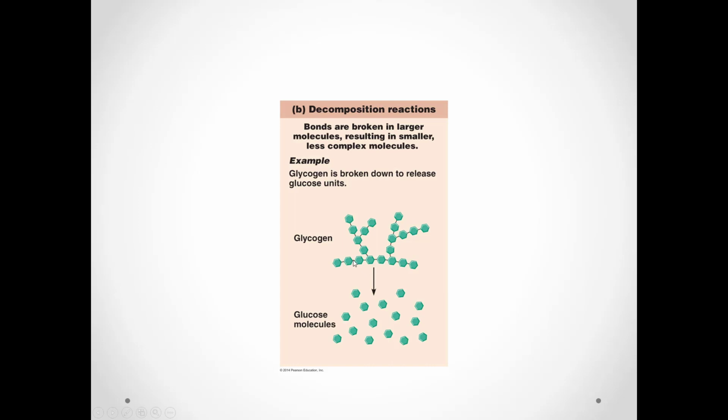So when it's time to increase my blood sugar levels by taking glycogen out of my liver, I need to break these bonds in here. When I break up these bonds, that's going to be a decomposition reaction, and then the individual glucose molecules will go out into the bloodstream so that the rest of my cells, my brain, my muscle, and whatever, will be able to use the glucose for what it needs for cellular respiration.